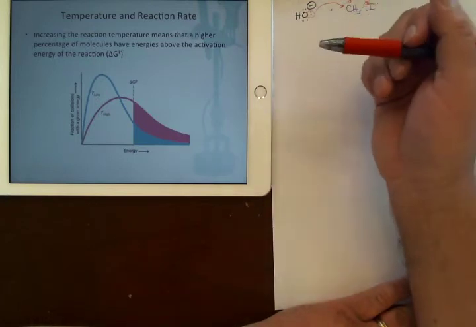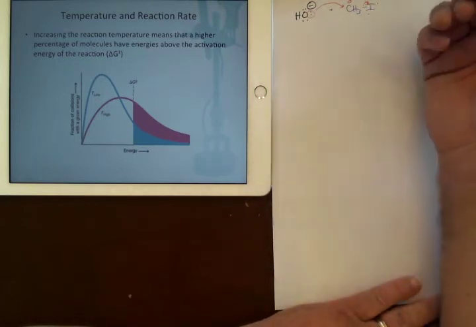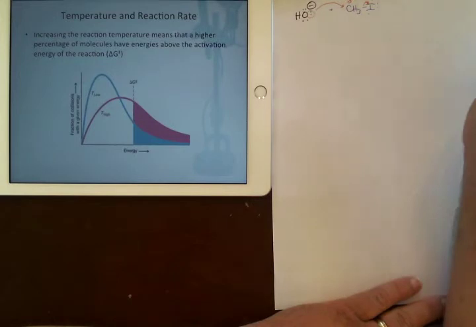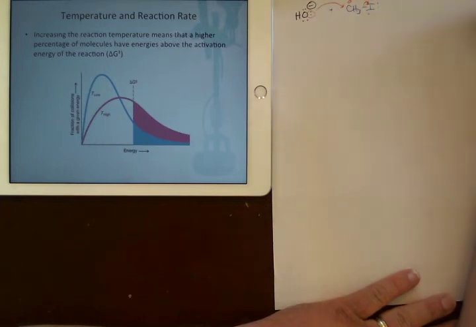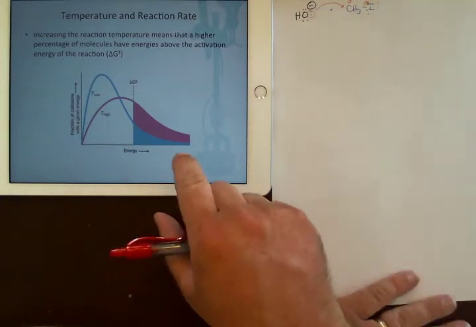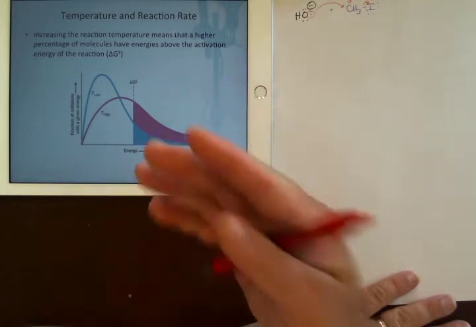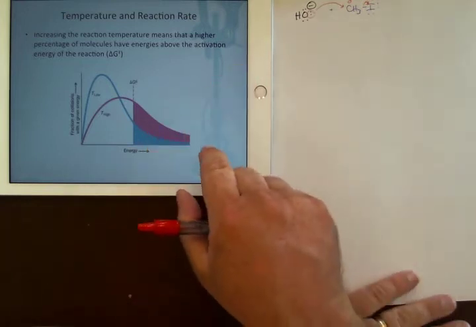So typically, if you want to speed up a reaction, you heat it up. Now you have to be concerned about the fact that you don't want your materials, if they're thermally unstable, you don't want it to turn into like goo at the bottom of your round bottom. So you have to be careful. But in general, if you want to speed up a reaction, you heat it up.